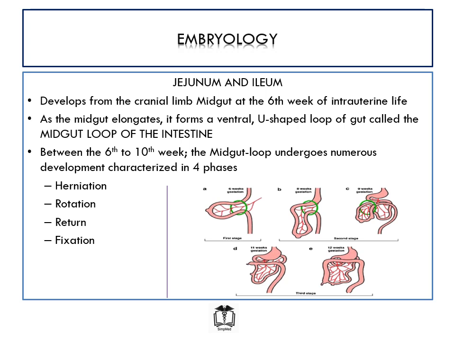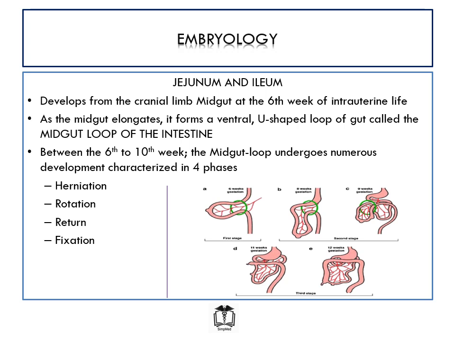Let's move on to the development of the jejunum and the ileum. These develop from the cranial limb of the midgut at the sixth week of intrauterine life. As the midgut develops, it elongates and forms a ventral U-shaped loop of gut, known as the midgut loop of the intestine. Because of the excessive length and size of the midgut due to its elongation, it starts to leave the abdomen and enters into the umbilicus.